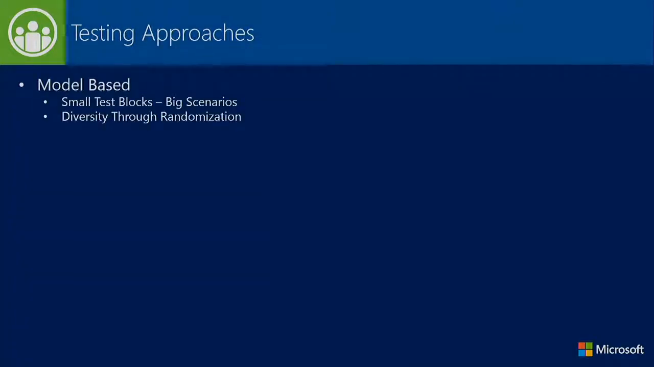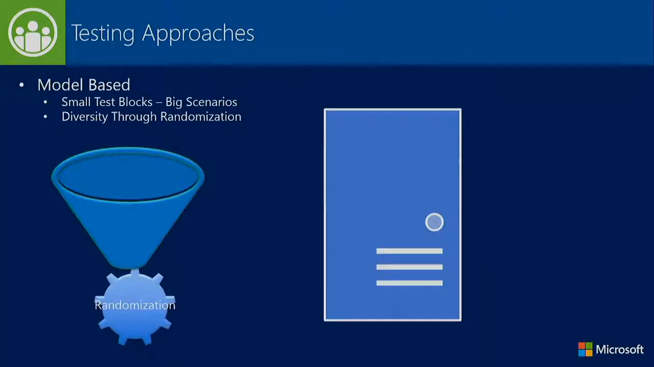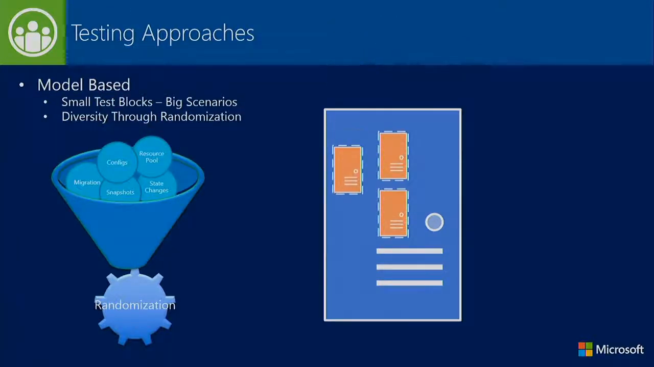So next strategy is model-based testing. So in model-based testing, we generate software tests using models of system requirement and behavior. We typically have small tests. We typically identify models an application will have, then convert them into test collateral, and then use these small test blocks to exercise big scenarios. We end up achieving diversity through randomization.